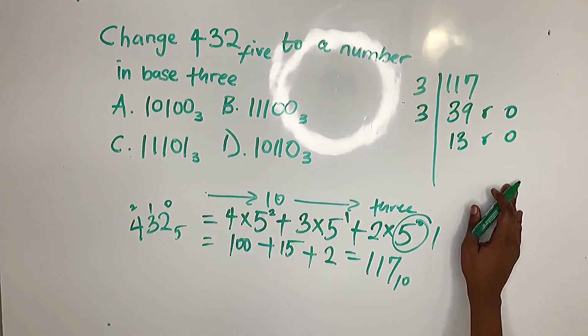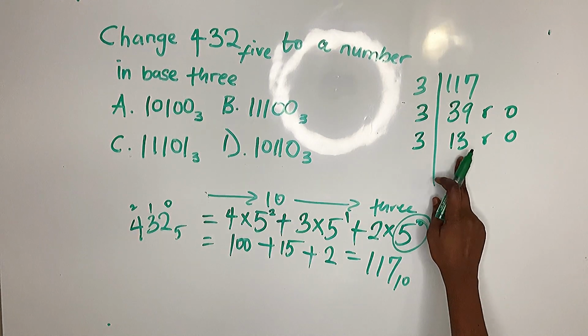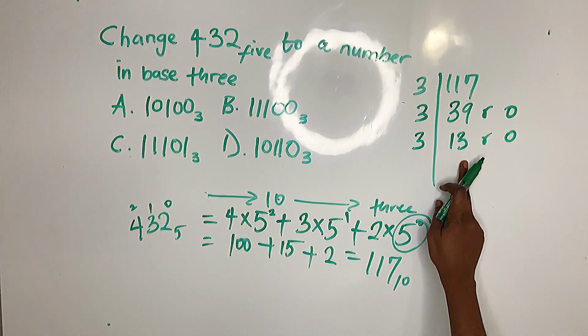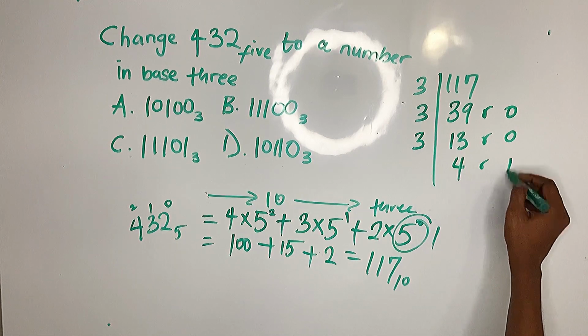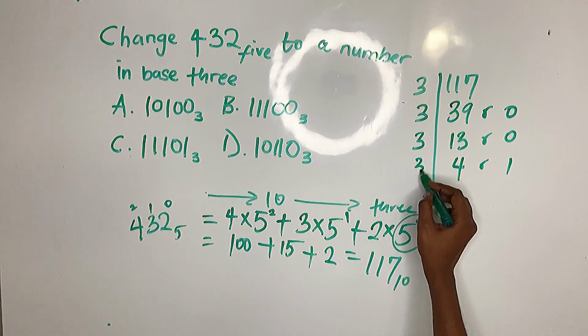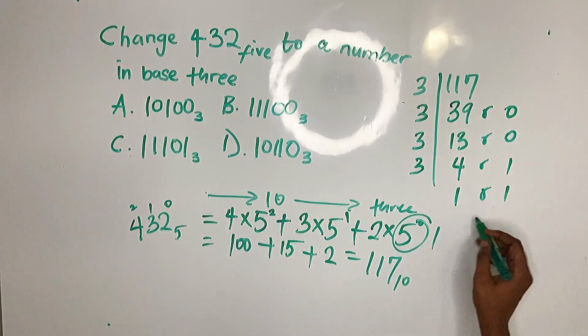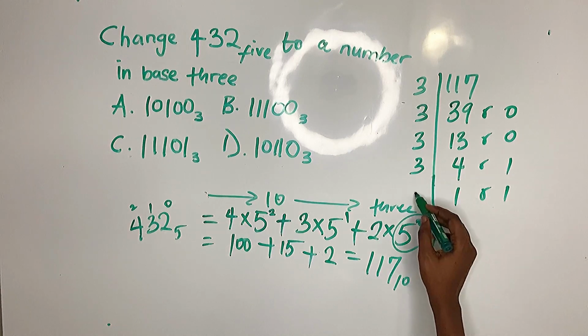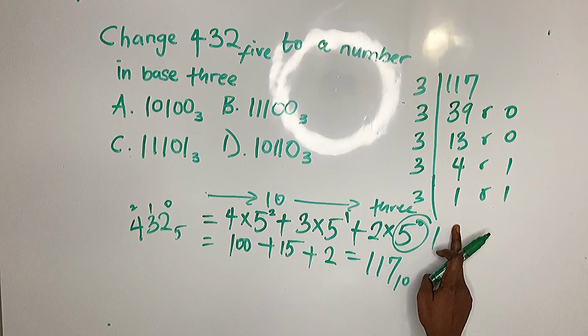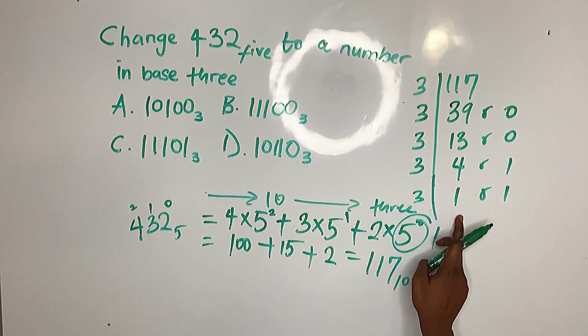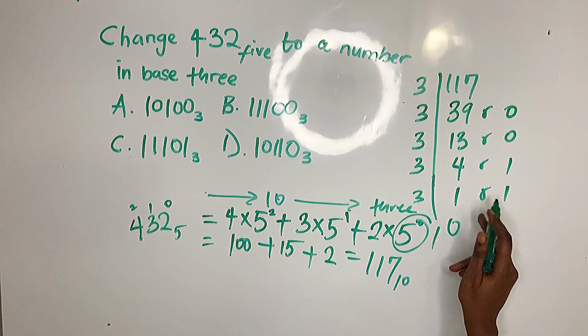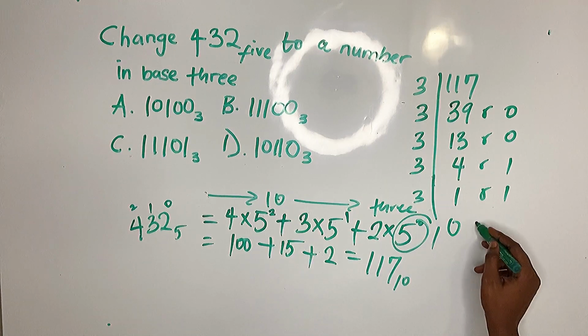So remainder 0. Now 3 and 13, 3 cannot go into 13 evenly, so this should be 4, remainder 1. And then 3 and 4, 3 can go one time, so it should be 1, remainder 1. I'm still going to put 3 here because we have to get to 0. So 3 and 1 can go 0 times, but this will be our remainder. Our remainder would be 1.